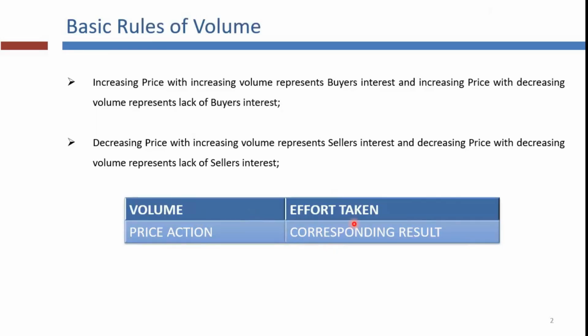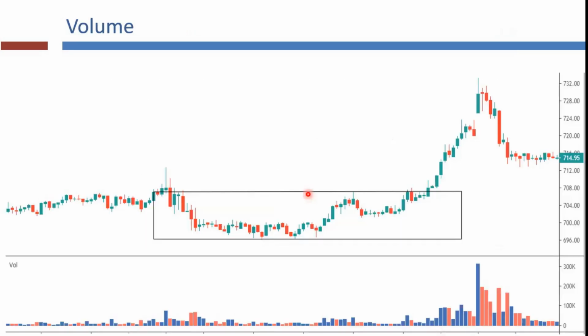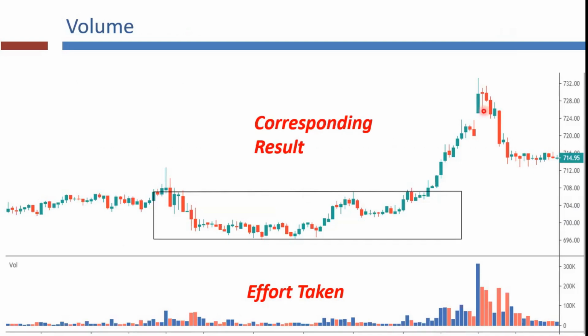Before we go ahead, let's look at 2 points. Volume is effort taken, and the price action which you see on a candlestick is the result of that effort taken. Take note of these 2 points. So let me open the chart shared. Volume is again effort taken and price action, that is the candlestick which is formed, is the result of that effort taken. So each volume bar which you see here is effort taken by buyers and sellers to push the prices higher or lower as the case may be.